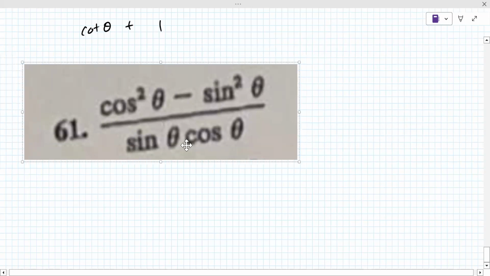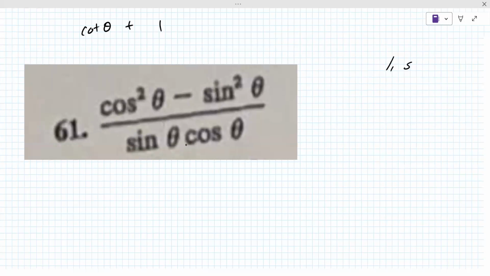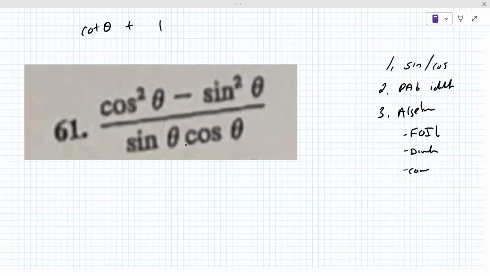Okay, so we've talked about putting everything in terms of sine and cosine. We've talked about the Pythagorean identities. We've talked about some algebra. We did some FOIL in the last one, dividing, common denominator. All this stuff is in play. If I don't tell you what to do, I'm not sure you could ever get to the solution, because you can go off in the wrong direction. It's like going in the woods and you get lost before you find your way.